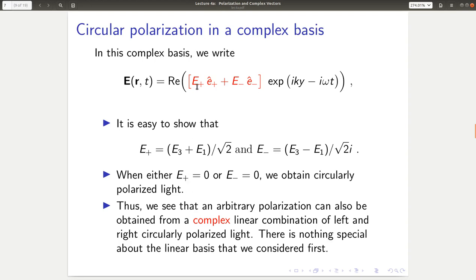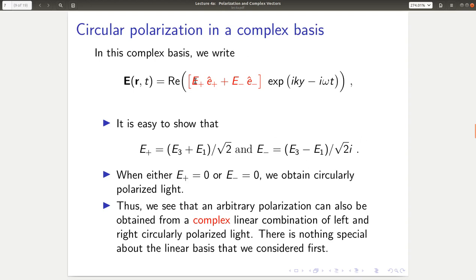So when E plus is 0 or E minus is 0, we obtain circularly polarized light, and I leave it as an exercise for you to figure out which one is left circular polarization and which one is right circular polarization. And at this point I must tell you that every book has its own definition. So there are two possible definitions, and I think there is no uniformity in that. So don't lose sleep over what is left or right circularly polarized. Pick a definition and work out the identification. So this is a fun exercise.